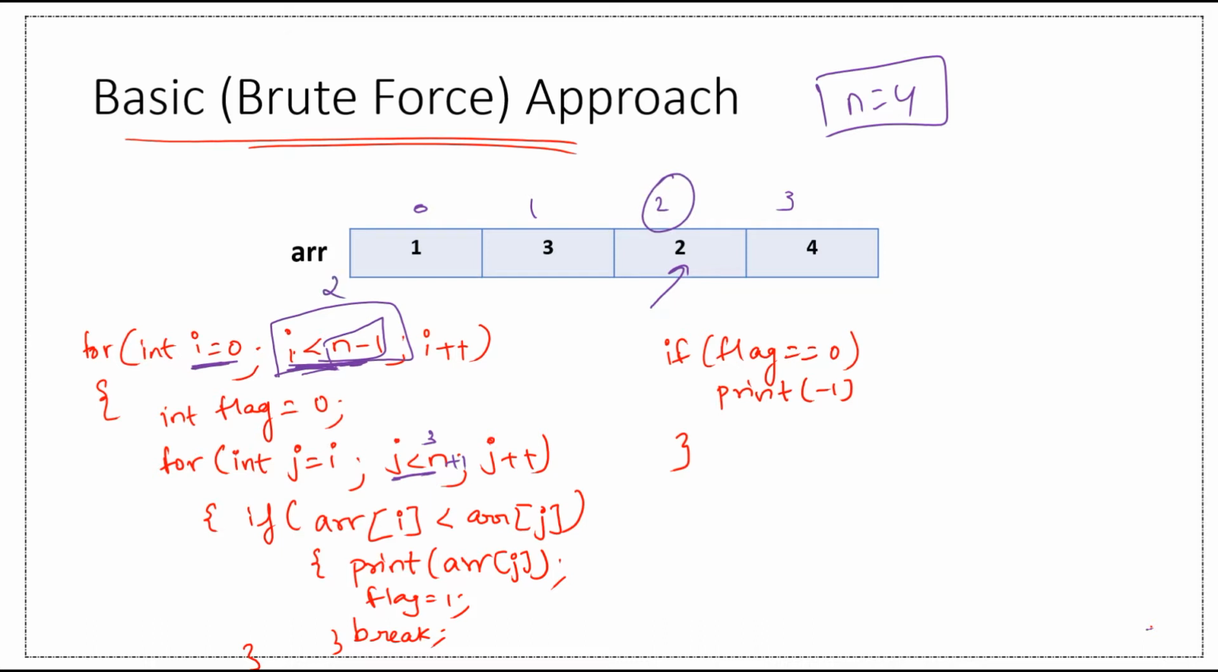Okay, so in our first case, here I will traverse. So i is equals to 0, and flag is equals to 0. Now what is flag? Okay, we will see it later. And coming to this loop, j is equals to 0, or I can say, instead of writing j is equals to i, we can write j is equals to i plus 1.